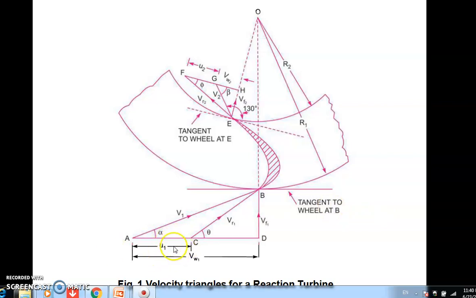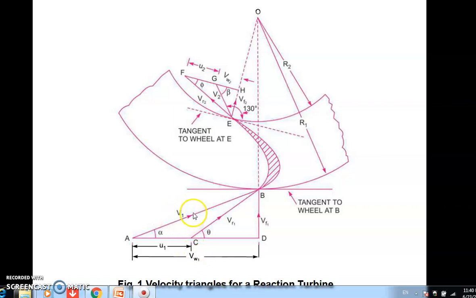So remember, in between V1 and VF1 there is VW1, and in between V1 and VR1 there is U1. That's why most students find this velocity diagram difficult to remember. How will you remember that velocity diagram? If you say V1, it is making an angle alpha with horizontal, VR1 making an angle theta with horizontal. In between V1 and VR1 you have to take U1, and in between V1 and VF1 you have to take VW1. This is very important.